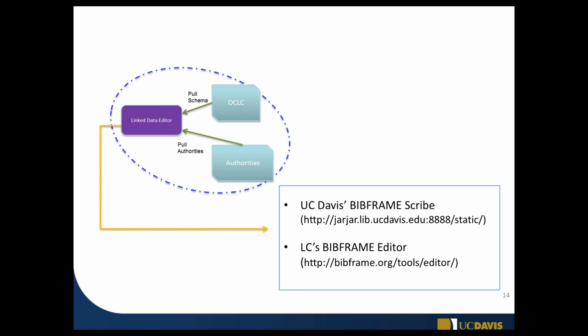The first one is UC Davis BibFrame Scribe, and that is an outcome of the BibFlow project. And the second one is the Library of Congress BibFrame editor. In Carl Stemmer's talk, he talked about the pros and cons of both editors, and also gave you some background information about the technology side. So for my presentation today, I'm going to primarily show you from the catalogers' side what we see and how we might use them.